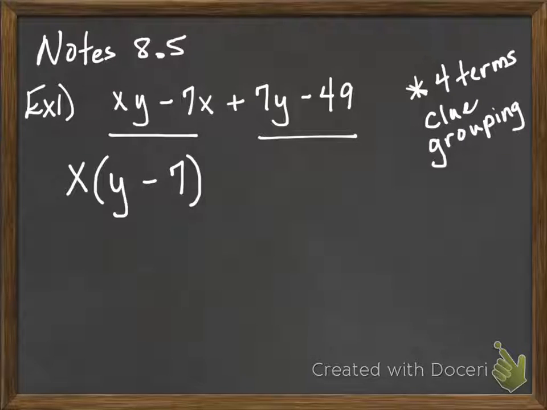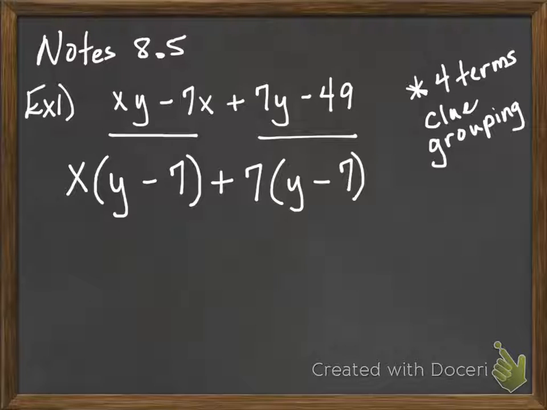Now look at the last 2 terms. There should be a GCF among the last 2 terms. So what's the GCF between 7Y and 49? 7. Okay? So you're going to put plus 7, parentheses, and then you're going to backwards distribute out the 7 from the last 2 terms. 7 times what is 7Y? Y. 7 times what is negative 49? Negative 7.